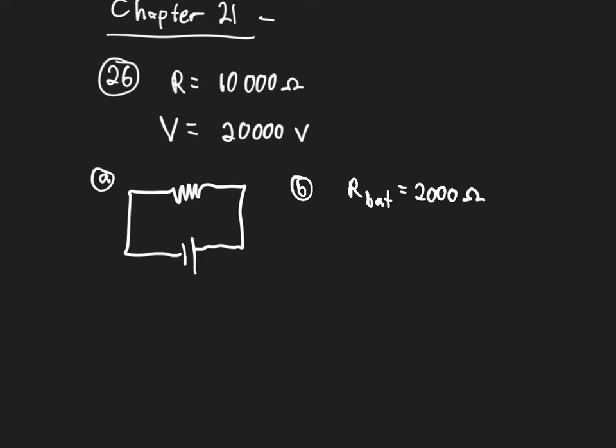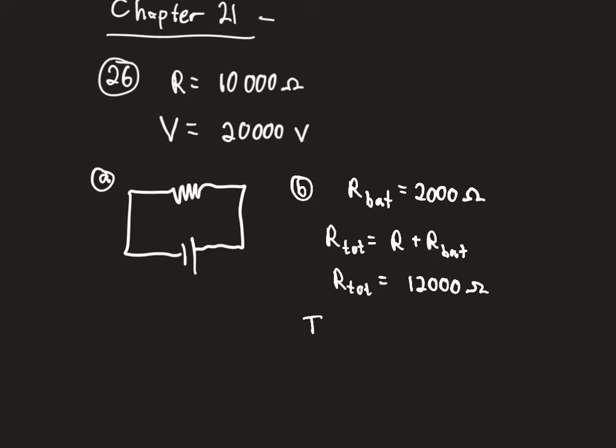To get the total resistance inside of the circuit then, I add the resistance from the battery to the resistance of the person. So how much total resistance do I have in the circuit? 12,000. So our total is the battery plus the person. Our total is going to be 12,000 ohms.